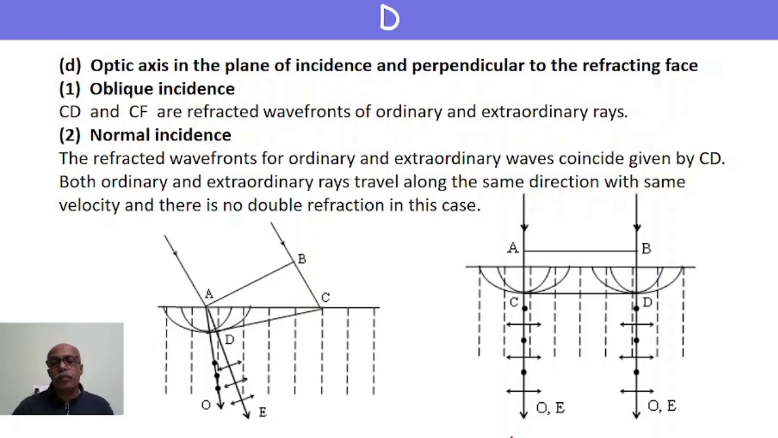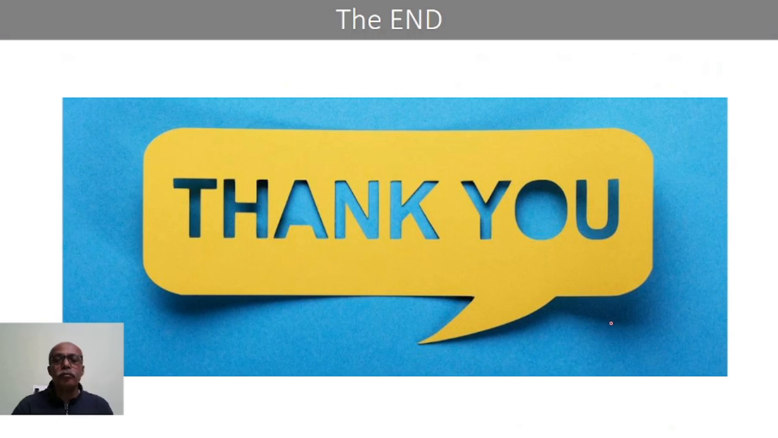As we know, there is no double refraction, and both ordinary and extraordinary rays travel with the same speed when they are traveling along the direction of the optic axis. So the rays are parallel to the optic axis, in the sense they are traveling along the direction of the optic axis. So, there is no double refraction. Hence, they are said to be merged. Thank you.